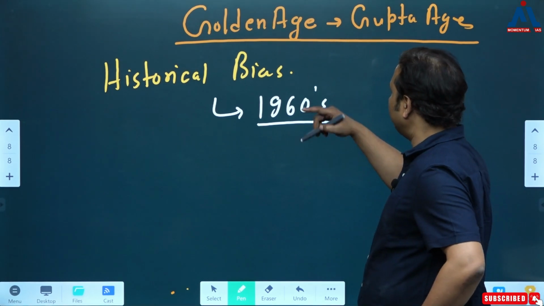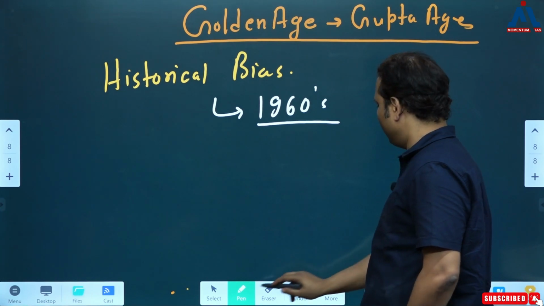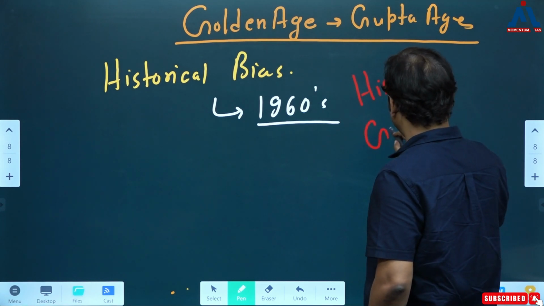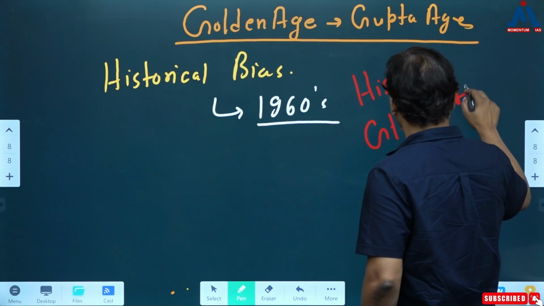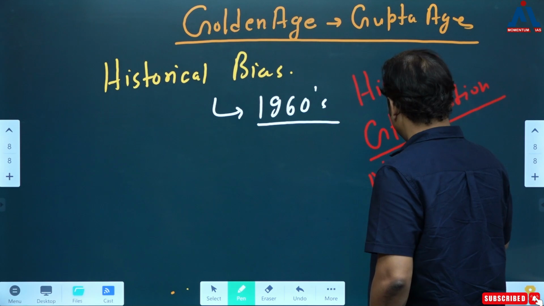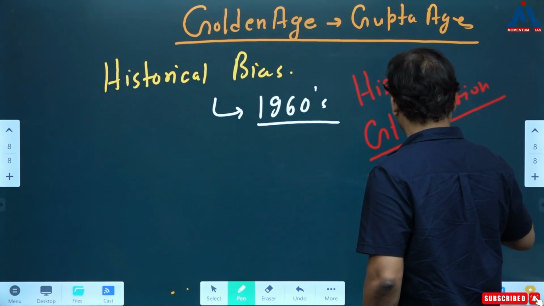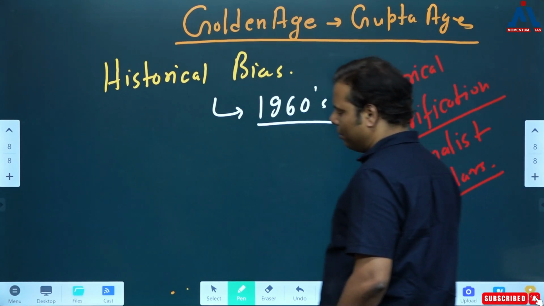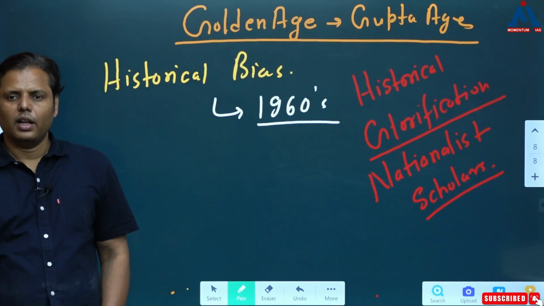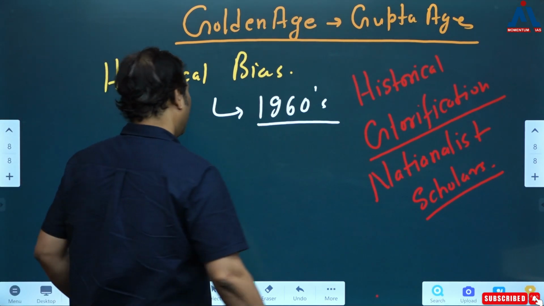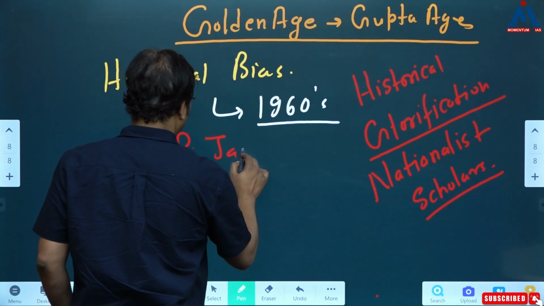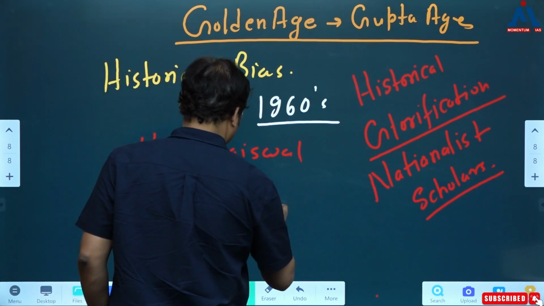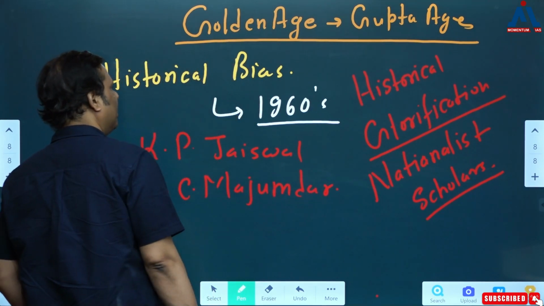ठीक. So basically, as I told you that when it is being called as golden age, it is nothing but a sort of historical glorification, right? And that was done by the old nationalist scholars. They are very old nationalist scholars, जैसे KP जायसवाल टाइप के लोग हैं ये लोग, या फिर मजुमदार टाइप के लोग हैं, RC मजुमदार, और ये लोग इसको कहते हैं कि ये गोल्डन एज है. ठीक है, आप इसमें KP जायसवाल, then RC Majumdar as well. These are the scholars that had been calling it golden age, right?